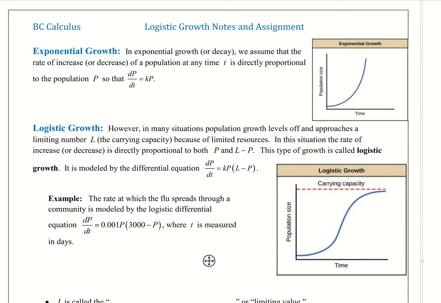Exponential growth or decay, as we learned in 8.3 in your AB class, is a situation where the rate of change, whether that's increase or decrease, is directly proportional to the population. So it's equal to the population times some constant of proportionality. This is exponential growth, but we could have a decay graph as well. And that's how those look, and I know those are familiar.